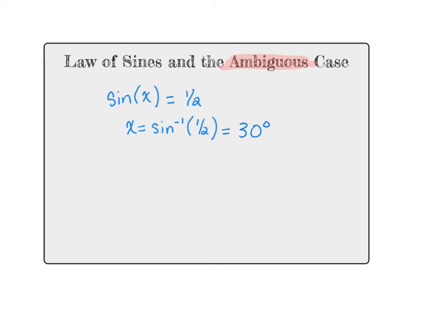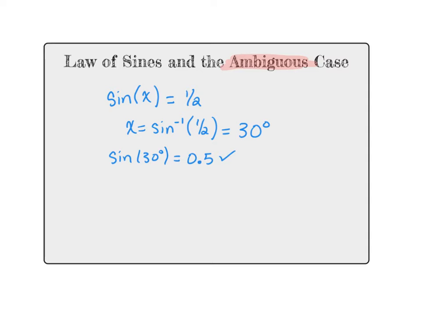We can check our work. We can find the sine of 30 degrees. And we should find our calculator will return 0.5, which is 1/2, so this works. But here's what the calculator won't do. The calculator will not find sine's alternate angle that would also give you 1/2.